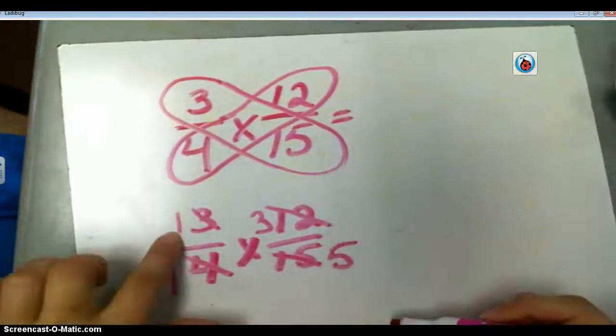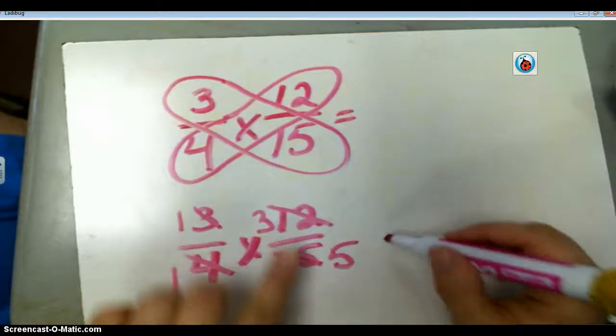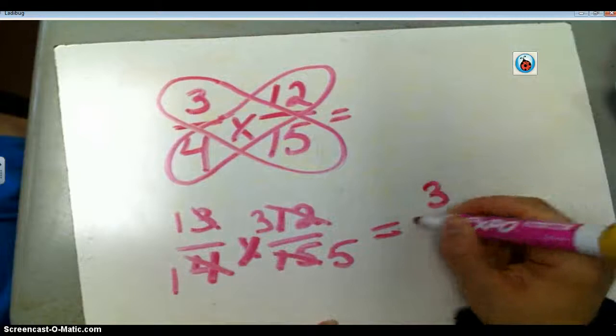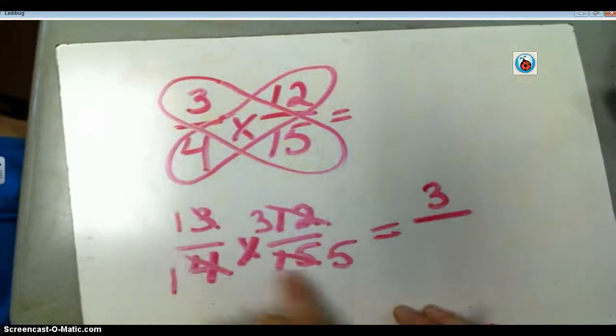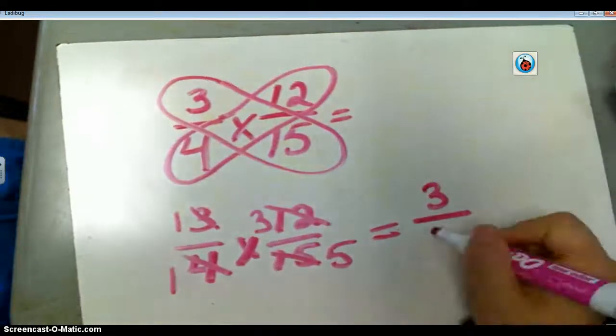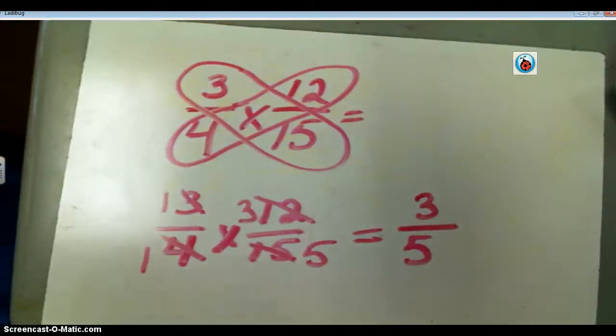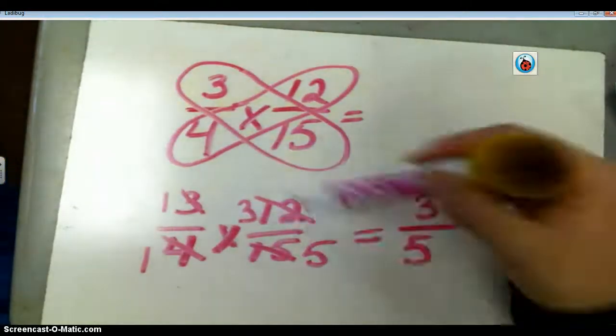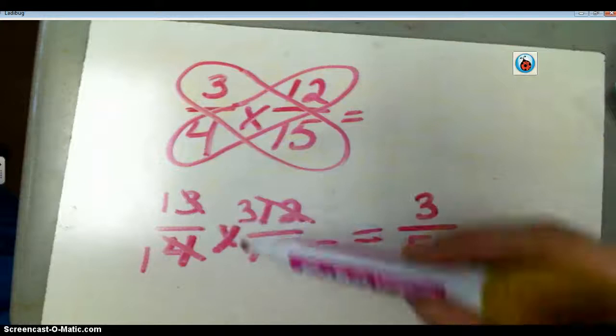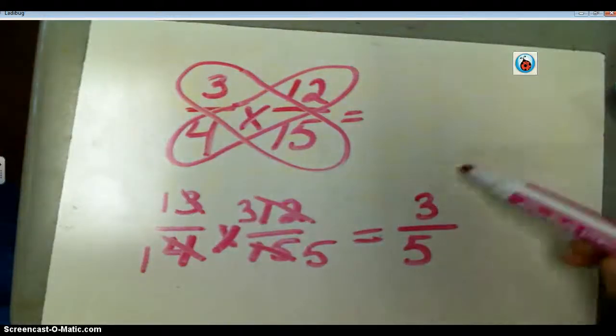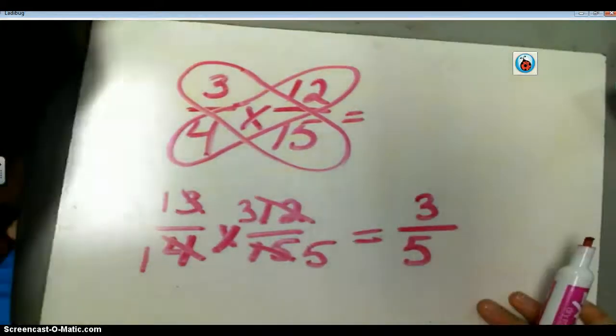So now I have 1 times 3 equals 3. 1 times 5 equals 5. So basically what I did, I reduced while I was multiplying my fractions. Therefore I didn't have to reduce in the end.